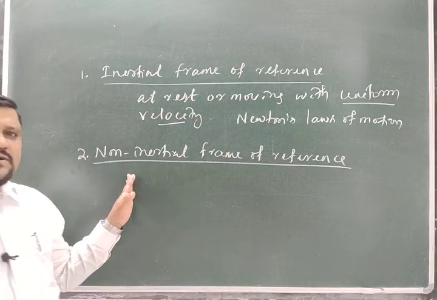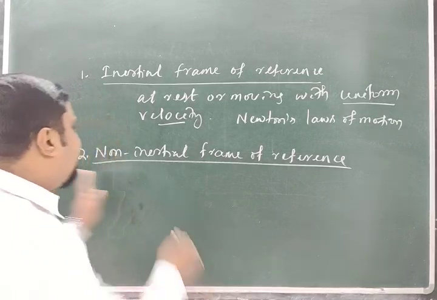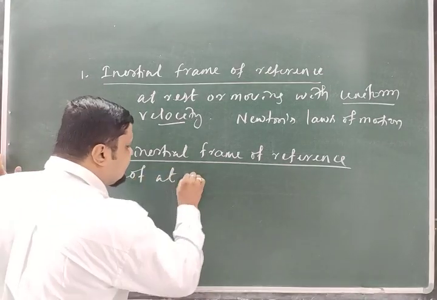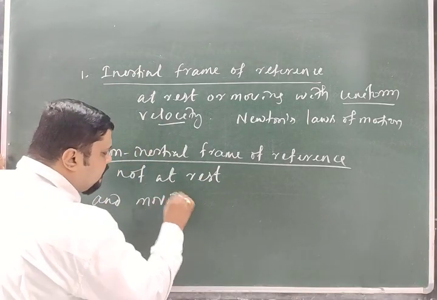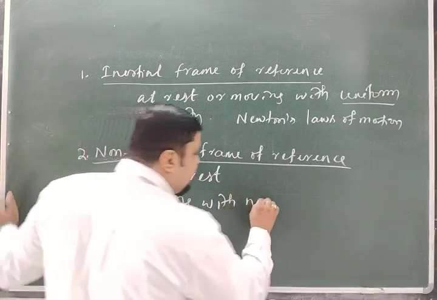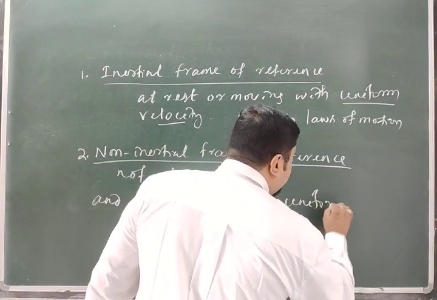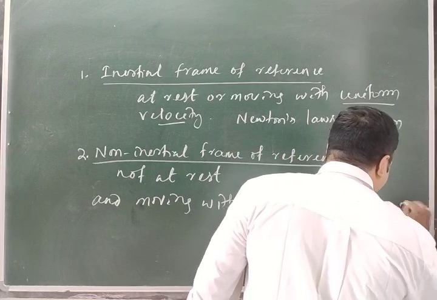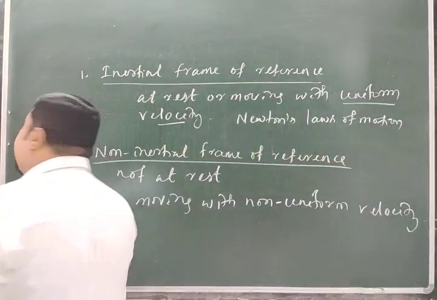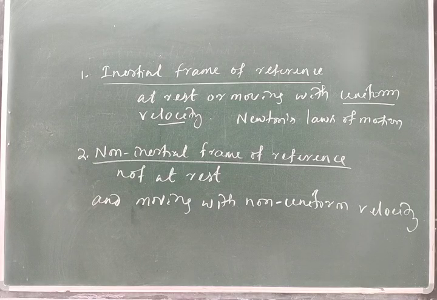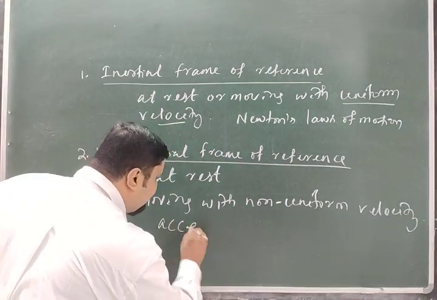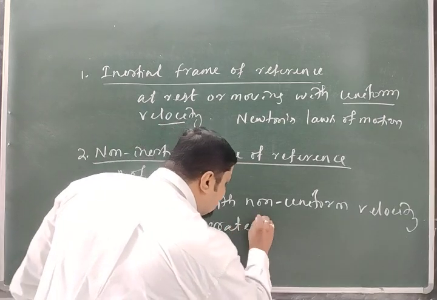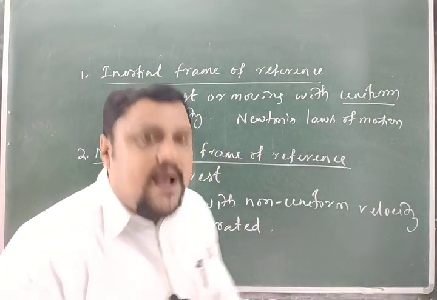It means the frame of reference or the observer is not at rest, and is moving with non-uniform velocity. Then that is a non-inertial frame of reference. So a frame of reference which is moving with non-uniform velocity is called accelerated. A body moving with non-uniform velocity gives you acceleration.